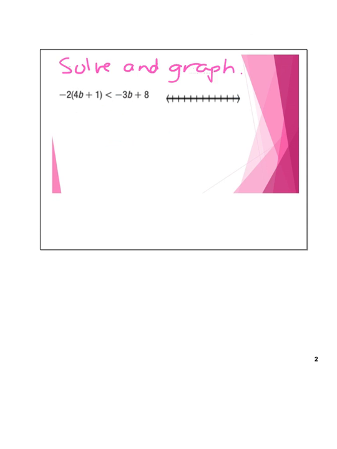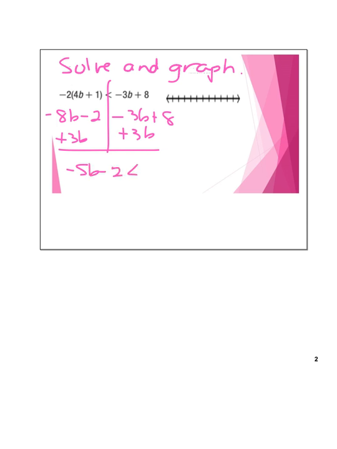We have a similar type problem in our next problem. So again, there's my wall. I want to get b by itself, so the first thing I'm going to do is distribute. So I have negative 8b minus 2. On the right-hand side, I have negative 3b plus 8. So I want to bring my variables to one side, so I'm going to add 3b to both sides.